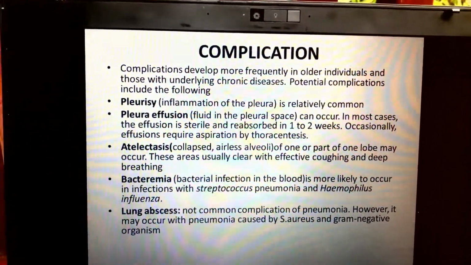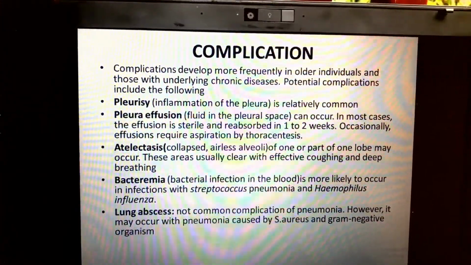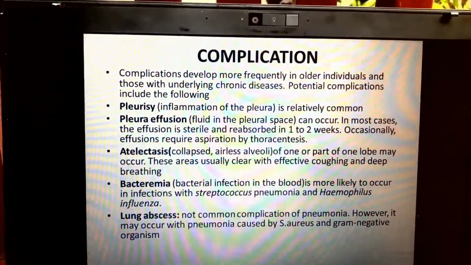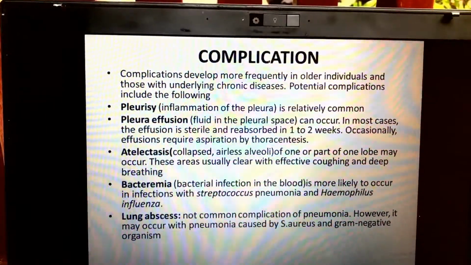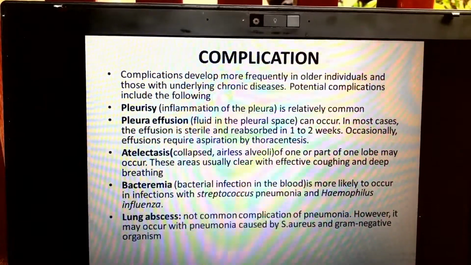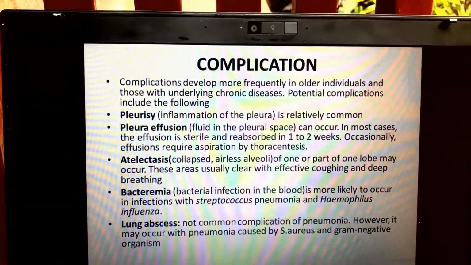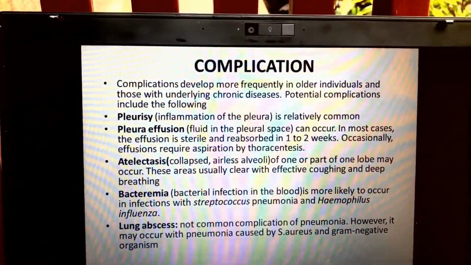What are the complications of pneumonia? Complications develop more frequently in older individuals and those with underlying chronic disease. Potential complications include the following: pleurisy. The presence of inflammation of the pleura is relatively common. Pleurisy is inflammation of the pleura. The pleura is a membrane of the lungs.